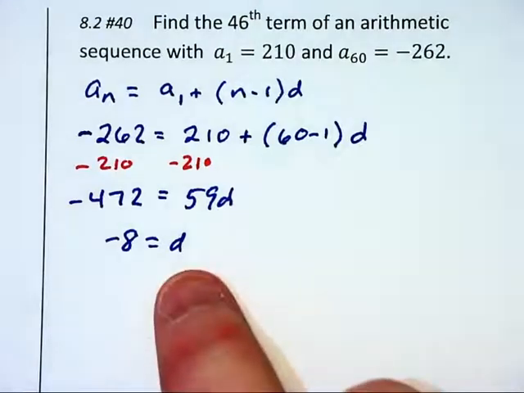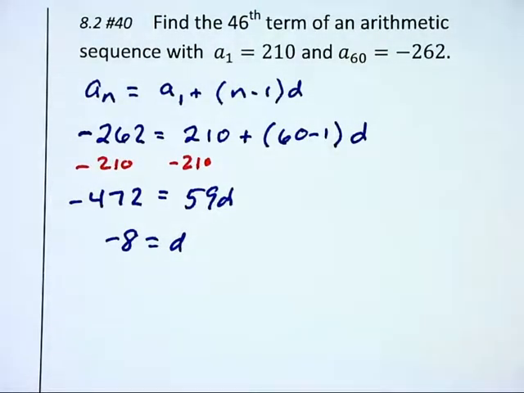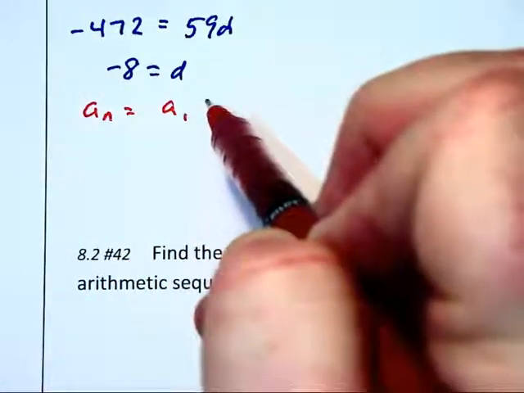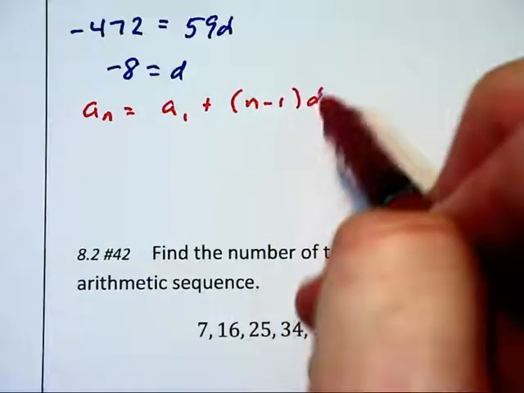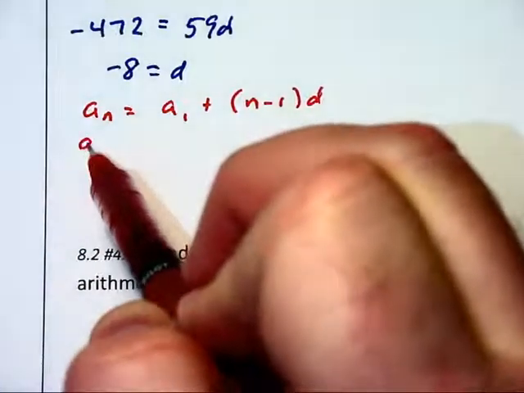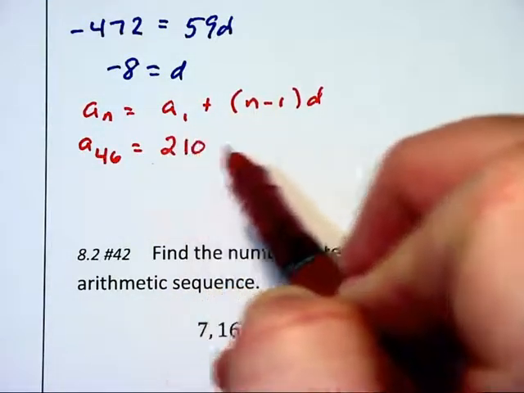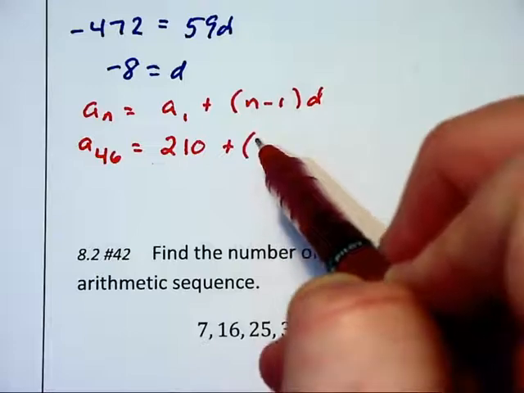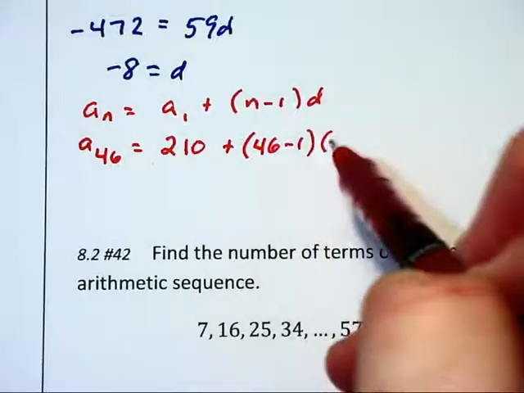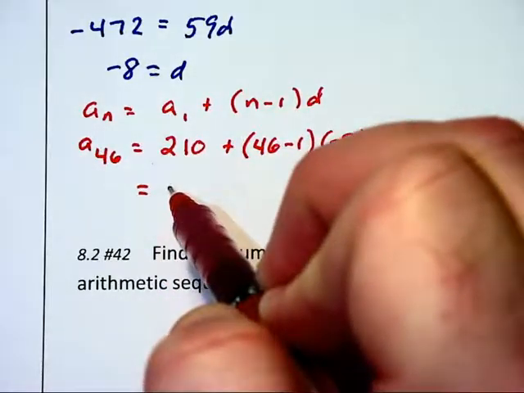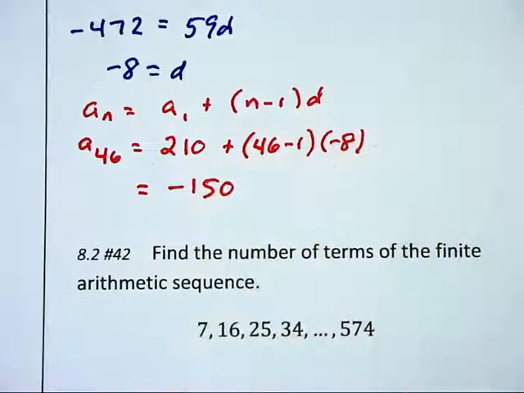Now that we have a value for d, we can actually use our nth term formula again. I'm going to redraw this again, and we're going to say the nth term is the first term plus n minus 1 of these differences, and we want to find the 46th term. So we will begin with 210 and add on 46 minus 1 of these negative 8s. This turns out to give us negative 150 for the 46th term.